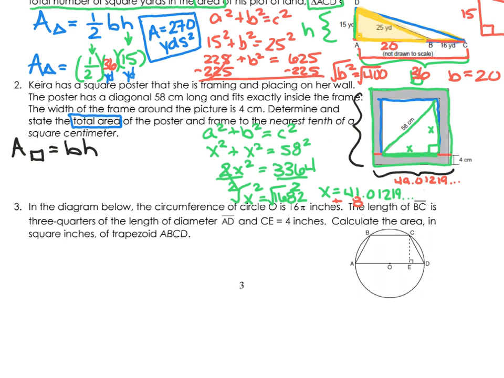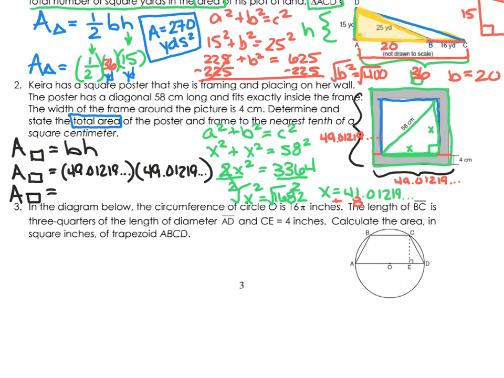There we go. Okay. Our height is the same, and so this is also 49.01219 dot dot dot. Okay. And so now we can go back to our area formula and say that the area of this poster and frame together is equal to my base, which is 49.01219 dot dot dot, use the full decimal, times the height, which is 49.01219 dot dot dot. Okay.